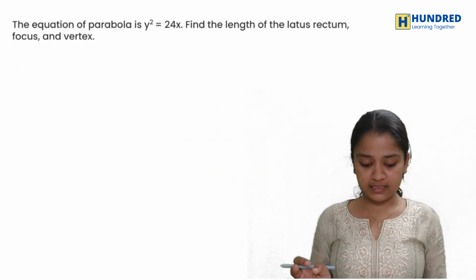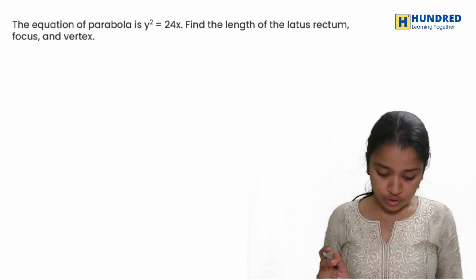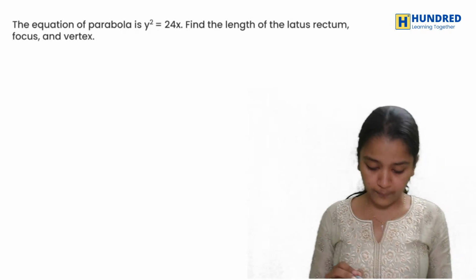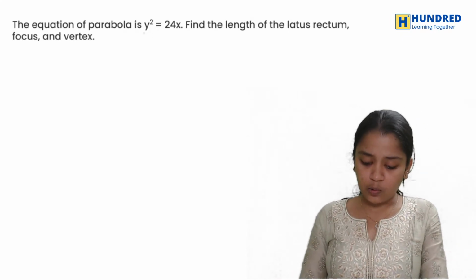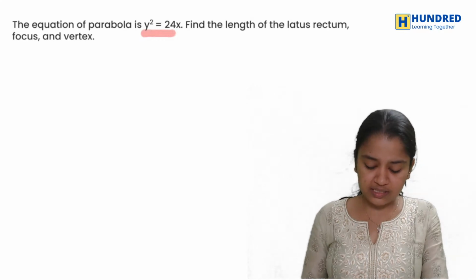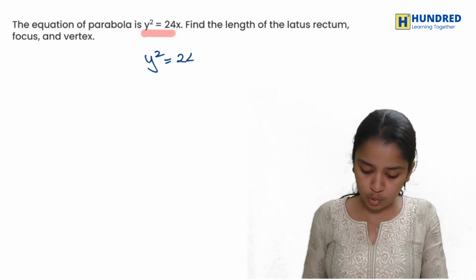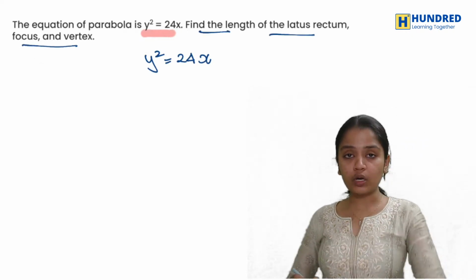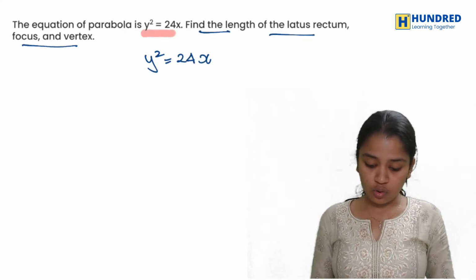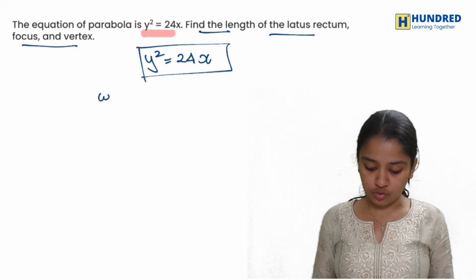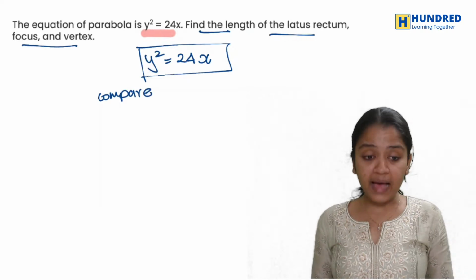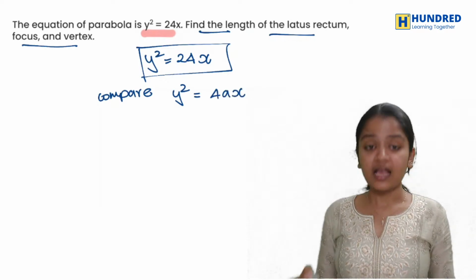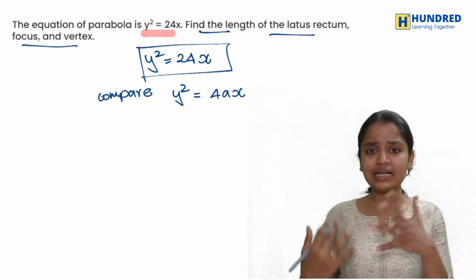Now let's solve the sums for it. So see, what have they given? They gave you that the equation of a parabola is y square equal to 24x. Find the length of the latus rectum, the focus and the vertex. So now let me compare this to, what am I comparing this to? I'm comparing this to the equation y square equal to 4ax, because it is similar, no?